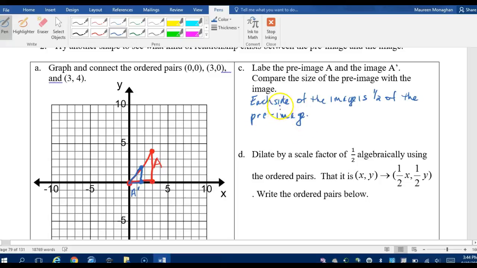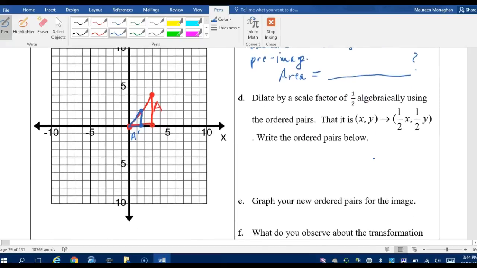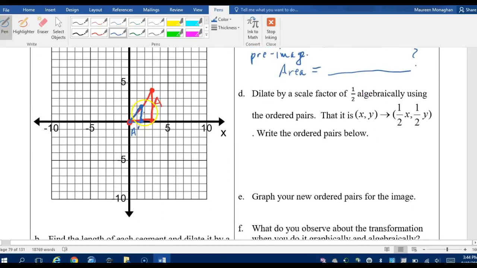What do we know about the area? What do you think? I'm going to leave that and see if you can come up with it. What do you think it's reduced by? Okay, dilate by a scale factor of 1/2. Now we're going to do it algebraically. So we're going to take each point and then we're going to halve it.